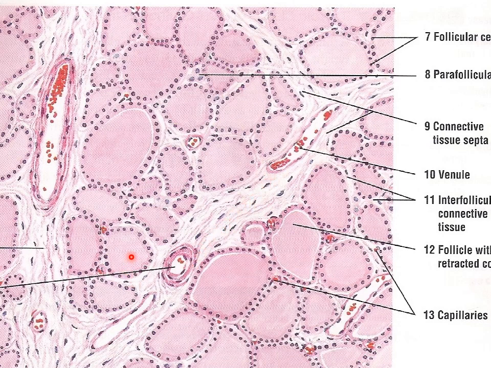You can also see here these multiple colloid filled spherical thyroid follicles which are lined by the follicular cells, and mostly these are simple cuboidal epithelium. And in certain areas you can also appreciate these parafollicular cells which lie outside the follicles. So here you can see these are the parafollicular cells.